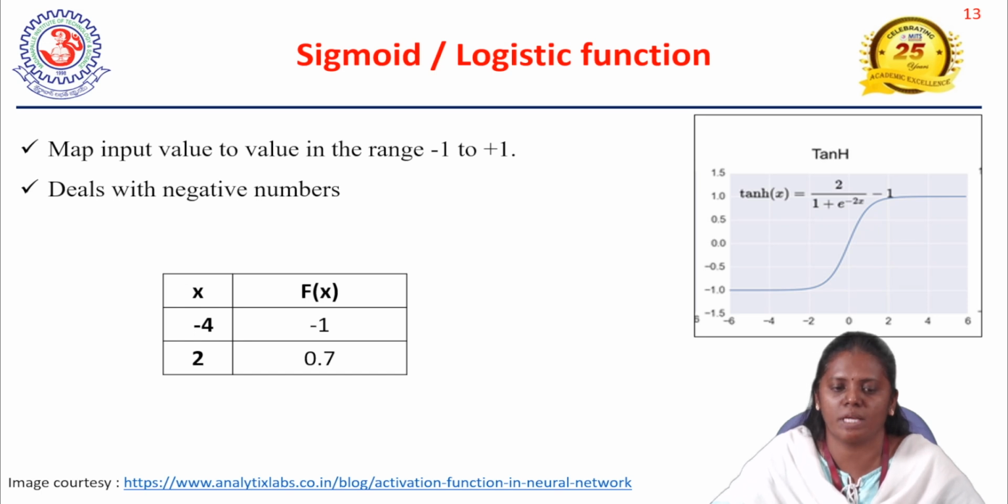For example, when x is equal to -4, this tanh formula will be computed to get the output f of x is equal to -1. Similarly, when x is equal to 2, you will get f of x is equal to 0.7. So this is the next kind of activation function.